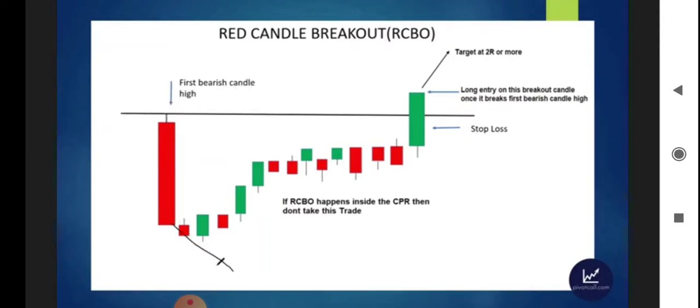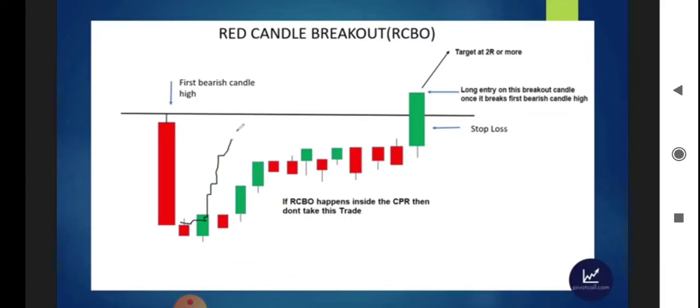And what happens here? Market, instead of going down, makes a sideways move and suddenly one big green candle comes and breaks the high of the red candle. So what happened? People who had the stop loss here, that is the buy orders, get triggered, and you can see huge movement on the upside. So that is what red candle breakout is. That means it's a trap. Looking at this red candle, people think that market will go down, but instead it reverses and hits the stop losses, and all people who had the stop loss here are trapped. So that is the difference between RCR and RCBO.